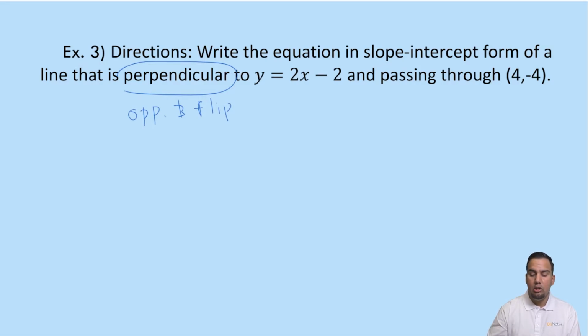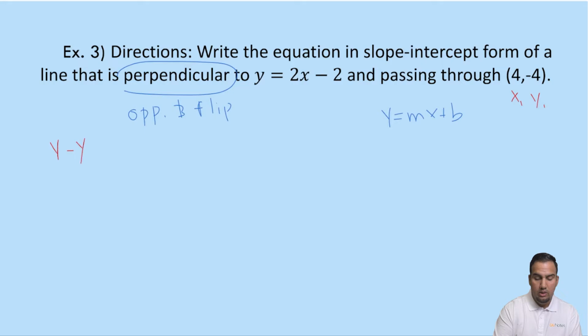Directions. Write the equation in slope-intercept form. You guys already know what that means. It's y equals mx plus b. And what they want is perpendicular to y equals 2x minus 2 and passing through (4, -4), which again is a random point. So let's call this x1, y1. Let me clean it up a bit so it looks a little better. x1, y1. So I have a random point, which means I'm going to use my formula.